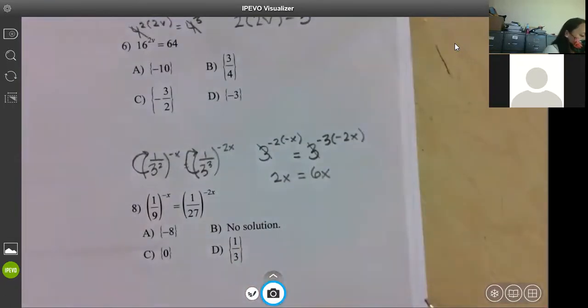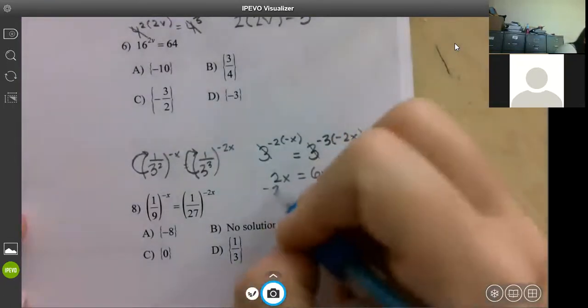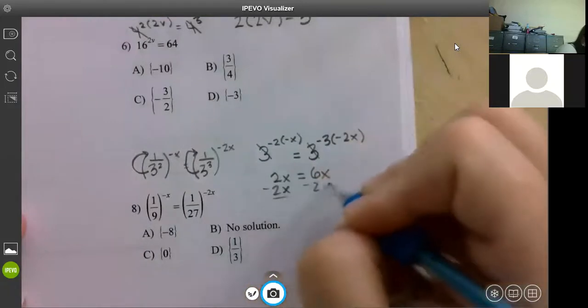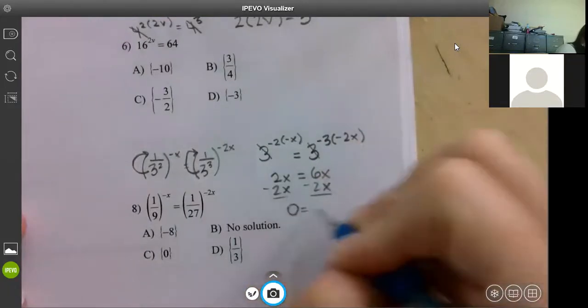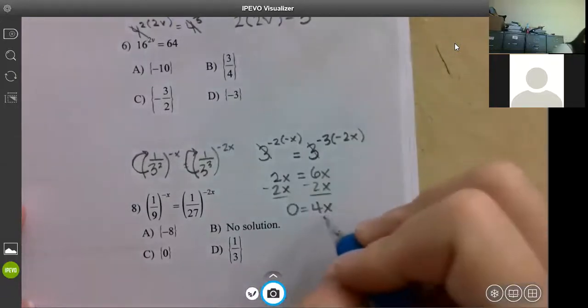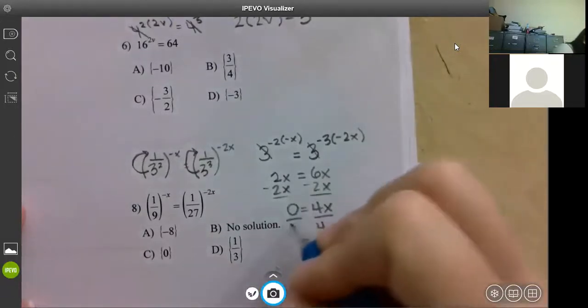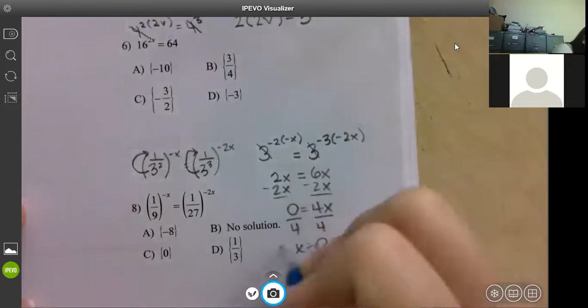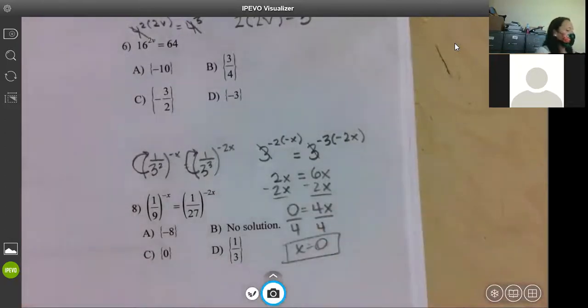How do I solve this? I'm going to subtract the 2. Doesn't matter which one you subtract. I get 0 equals 4x. How do I solve? And I get x equals zero. That's it, y'all. That's all you do. So the hard part is looking at that fraction and fixing it.